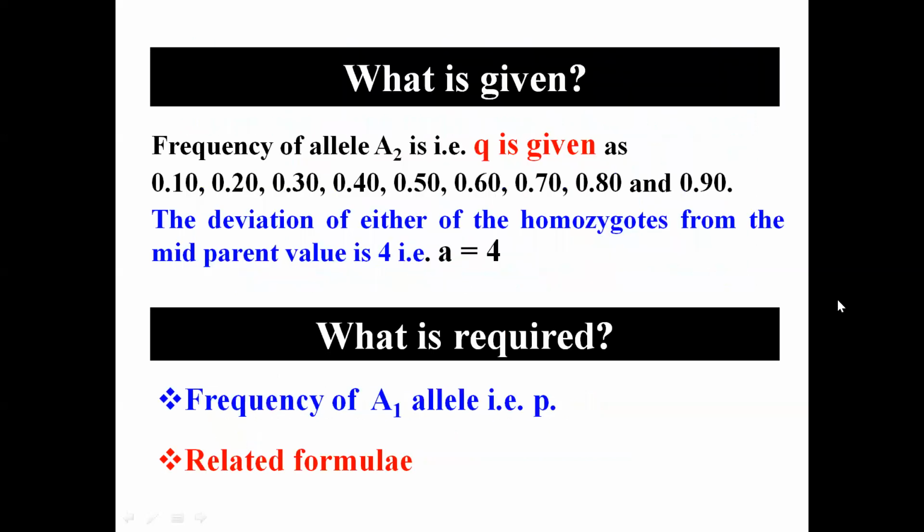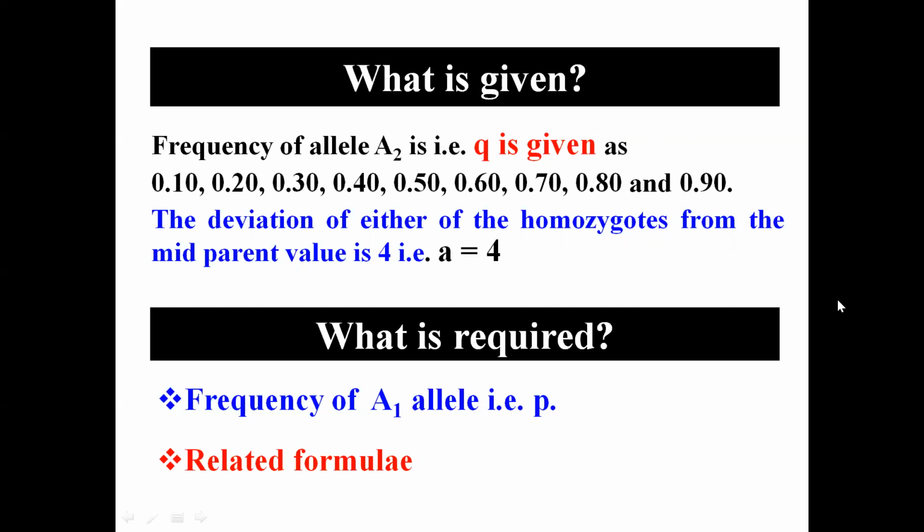What is given? Q is given, and one more thing is given: deviation of either of the homozygotes from the mid-parent value is 4. That is, a is equal to 4. Remember your scale. Deviation from either of the homozygotes is either plus a or minus a. So here a is equal to 4.